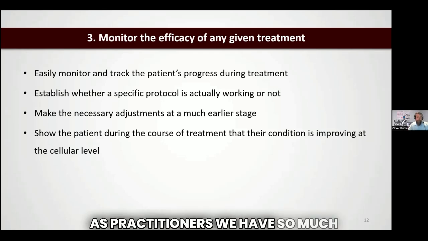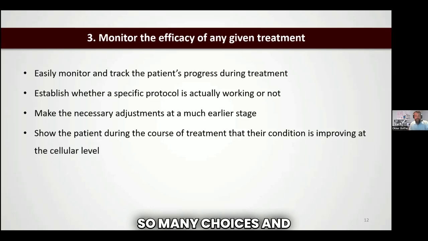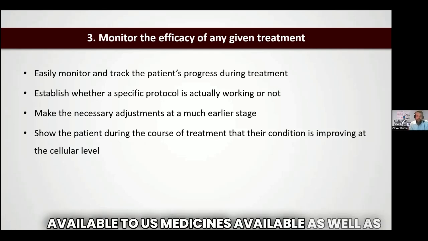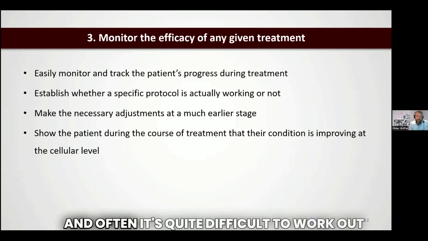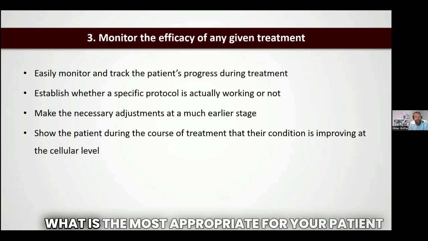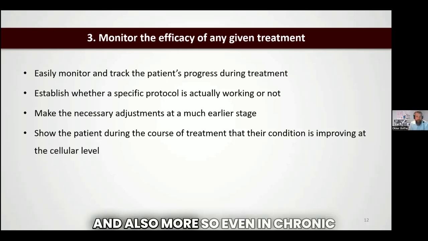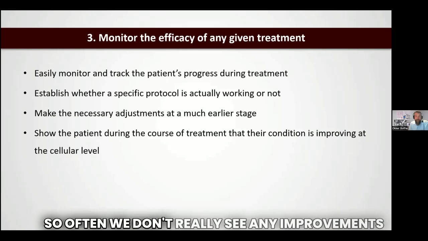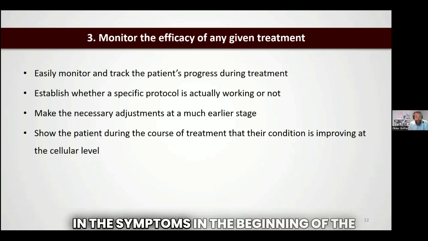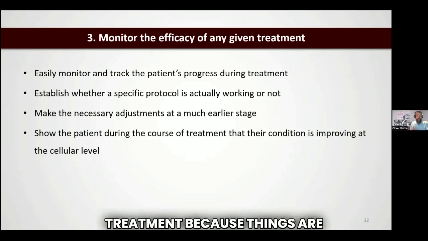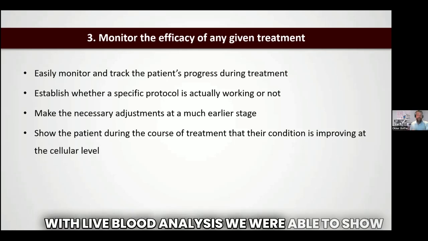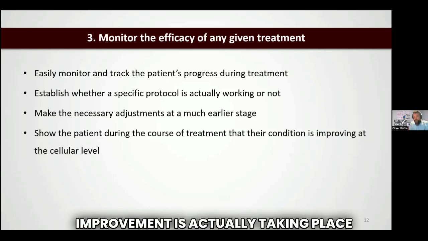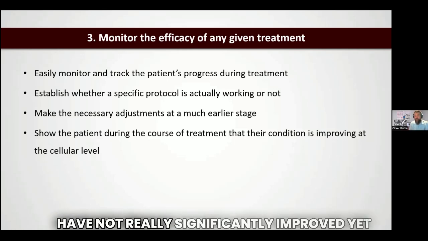As practitioners, we have so many choices, and there are many types of different treatment modalities available to us, medicines available, as well as dietary protocols that are available. And often it's quite difficult to work out what is the most appropriate for your patient, and even more so in chronic conditions where things take a lot longer. So often we don't really see any improvements in the symptoms in the beginning of the treatment because things are shifting in the background. With live blood analysis, we're able to show people during the course of treatment that improvement is actually taking place, even if their symptoms have not really significantly improved yet.